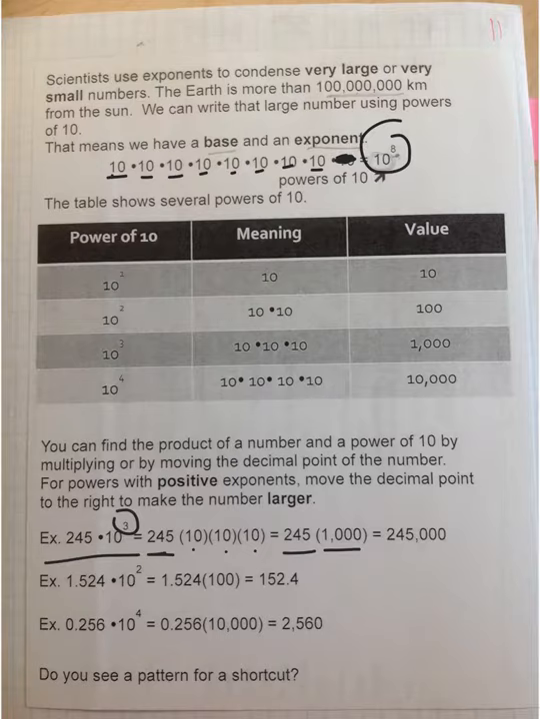Just stick with me on this. 1 and 524 thousandths times 10 squared is like multiplying 1 and 524 thousandths times 100, which is going to give you 152 and 4 tenths. If we have 256 thousandths times 10 to the fourth, it's 256 thousandths times 10,000, which is 2,560. Are you starting to see a pattern for this shortcut? If you don't, that's okay.